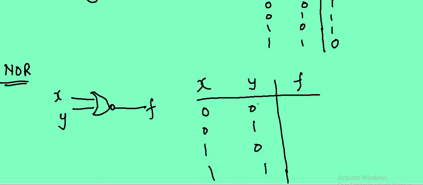So the F will be, as we know from the table of OR gate, that if one of the inputs is 1, then it will be 1, otherwise 0, right? In that case, because it will negate the output of OR gate, when both the inputs are 0, 0, it will be 1, otherwise it is 0. So this is your NOR gate.